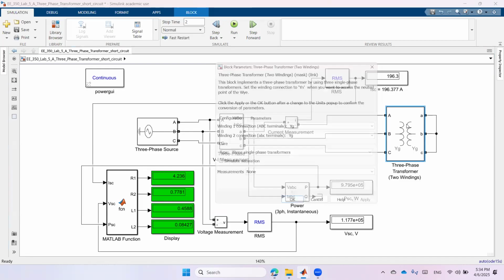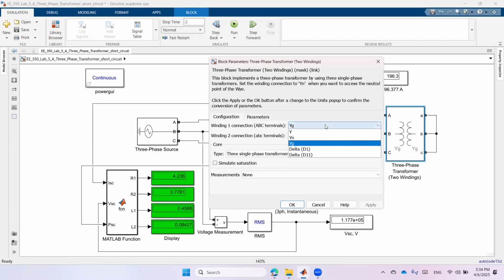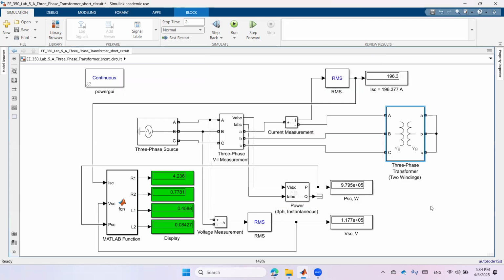Of course, you can go with another group, for example delta. If you go to Y neutral or Y grounded, you don't need to change anything. But if you go with delta, you need to change the algorithm so that you don't divide the calculated voltage by square root of 3, as it will be your line voltage; the phase voltage equals the line voltage in a delta connection.